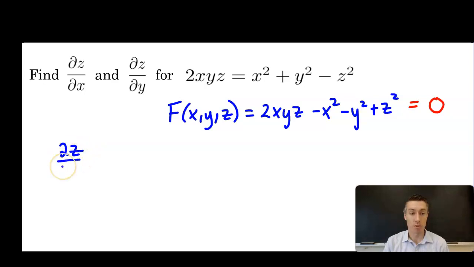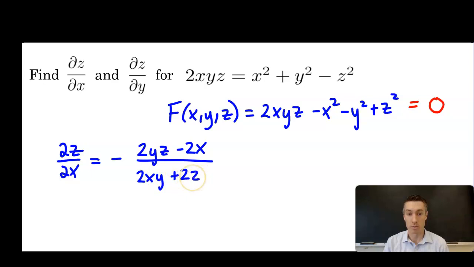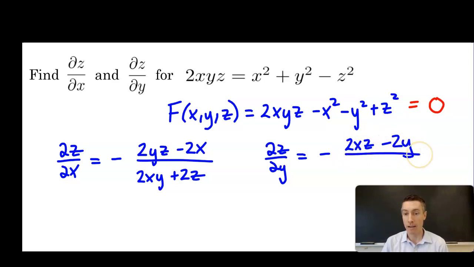So the partial of z with respect to x is the negation of the partial with respect to x, so 2yz minus 2x, over partial with respect to z, which is 2xy plus 2z. And then the partial of z with respect to y, negation, partial with respect to y, so 2xz minus 2y, over the partial with respect to z, 2xy plus 2z. And it's that easy. Once we establish this function, the implicit derivatives just kind of fall right out with our partial differentiation.